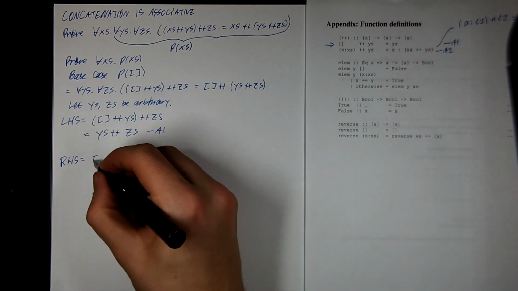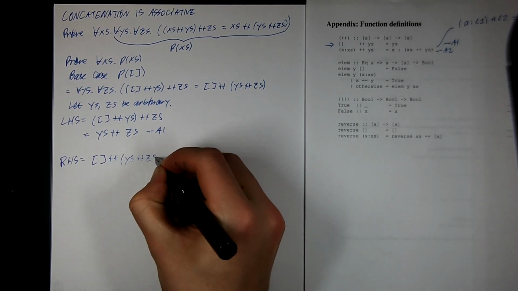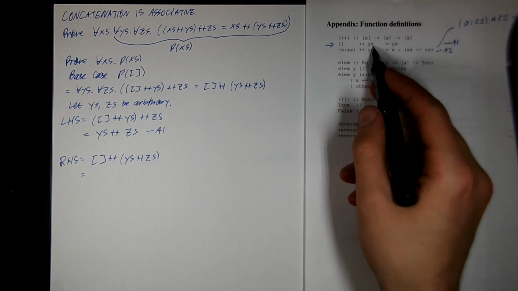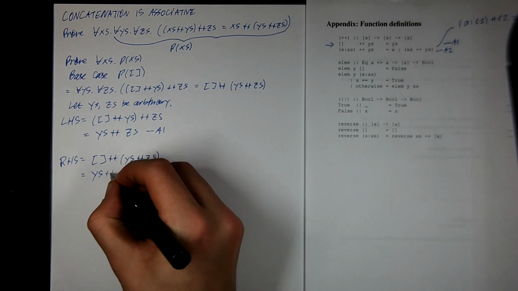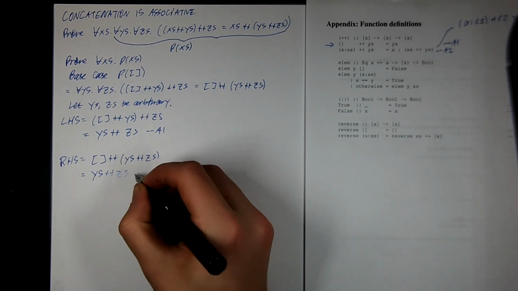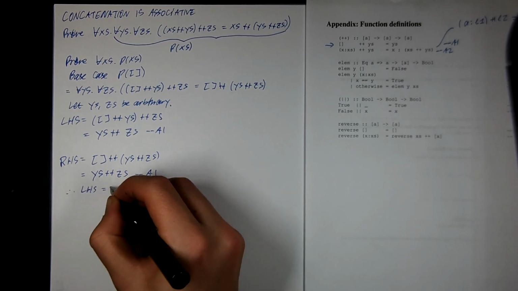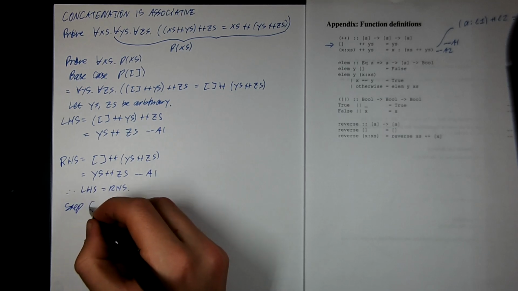So the right hand side is empty concat (ys concat zs), which by rule A1, empty plus anything is that anything. So the empty goes away and we have ys concat zs, by A1. So therefore the left hand side is equal to the right hand side. Okay, so now the step case.